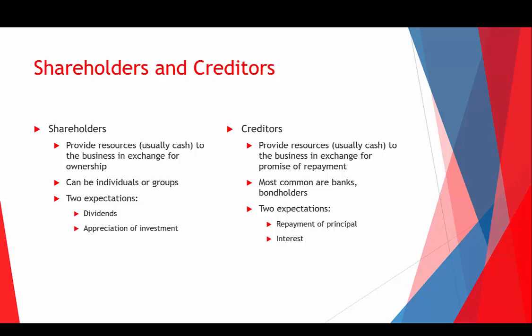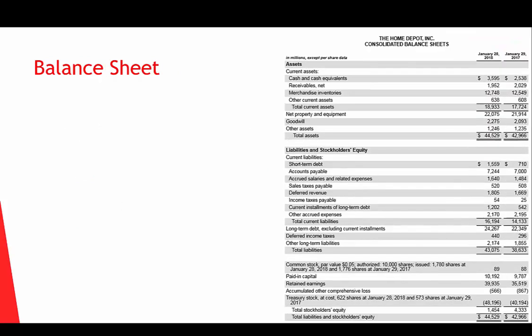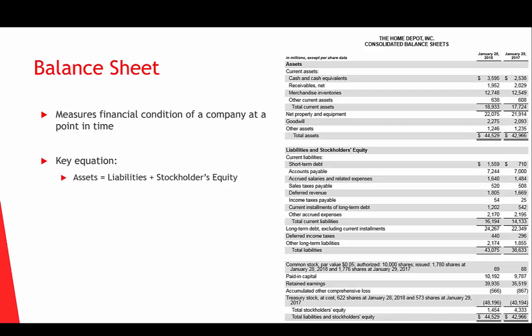Let's get into some of these financial statements. Sounds good, man. So in my mind, there are two big ones, and the balance sheet is the first one. This is a balance sheet for Home Depot, and what it does is measure the financial condition of a company at a point in time. And the key equation: assets equal liabilities plus shareholders' equity.